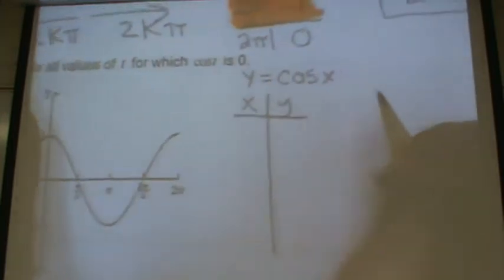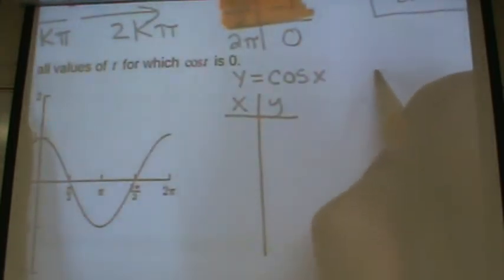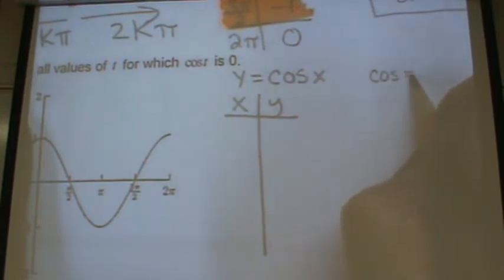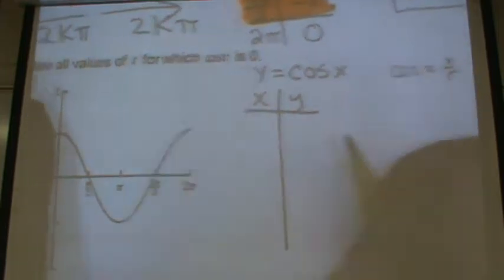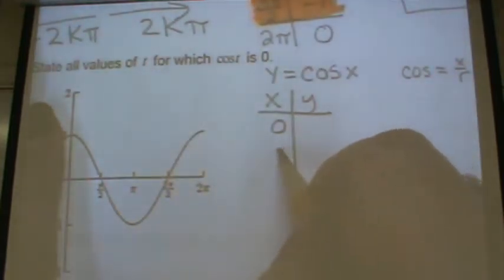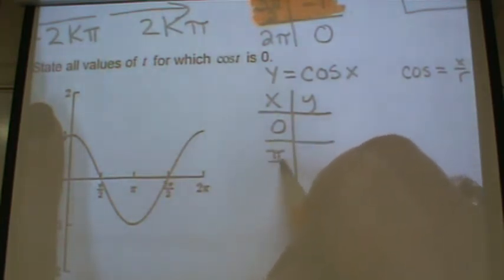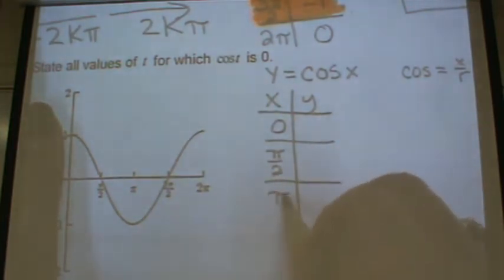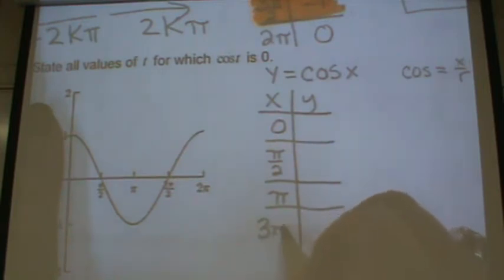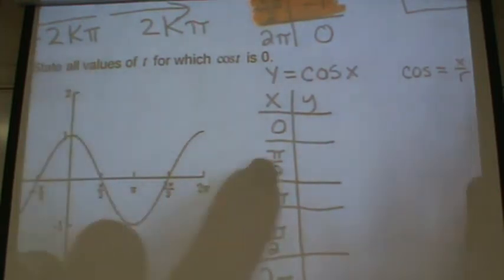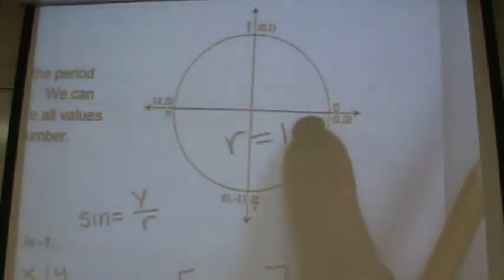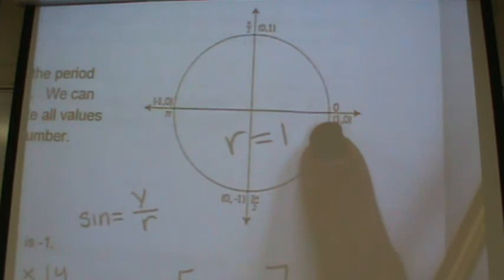Well, what's the definition of cosine? Cosine, by definition, is x over r. So at 0, and at pi over 2, and at pi, and at 3 pi over 2, and at 2 pi, where do you get these numbers? Well, look at the unit circle. At 0, what's the x value? 1. So 1 over 1 is 1.